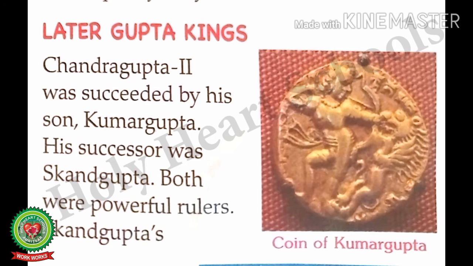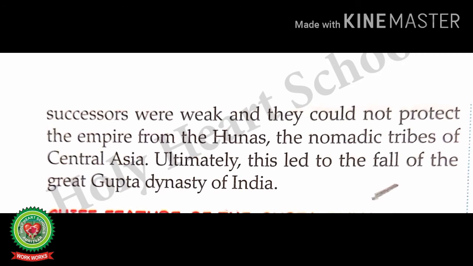So, children, till now we have studied early Gupta kings. Now we are going to talk about later Gupta kings. Chandragupta II was succeeded by his son Kumaragupta. His successor was Skandagupta. Both were powerful rulers. Skandagupta's successors were weak and they could not protect the empire from the Hunas, the nomadic tribes of Central Asia. Ultimately, this led to the fall of the great Gupta dynasty of India.